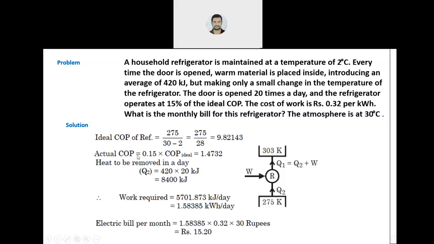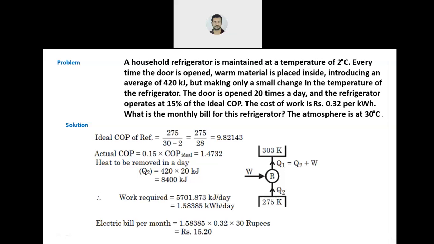You got the COP, you got the heat, so you will get the work. What is the relationship? COP equals Q divided by work. So work will be nothing but Q2 by the actual COP. So you will get this much kilojoule per day.